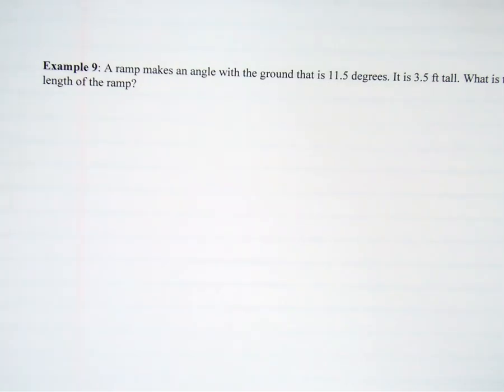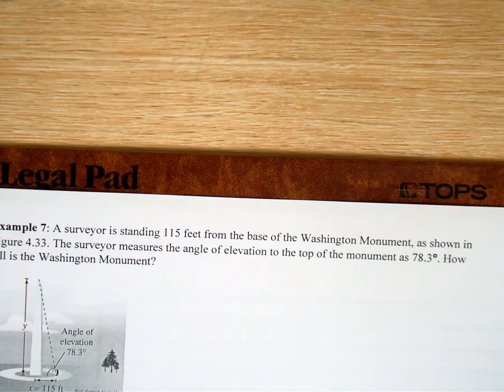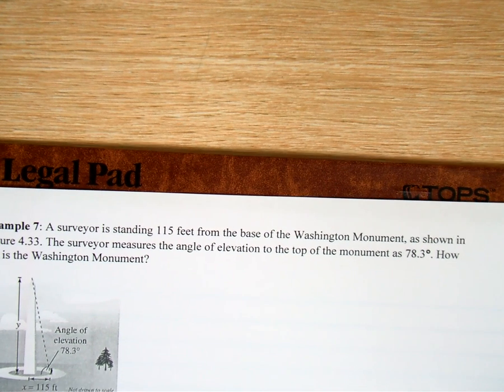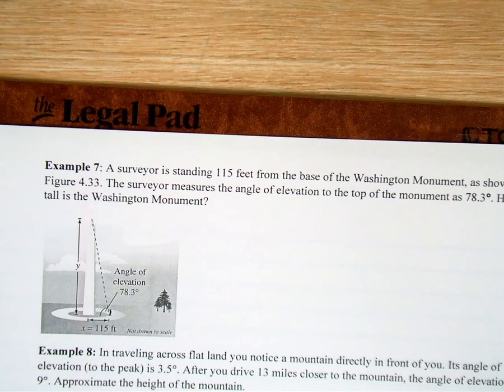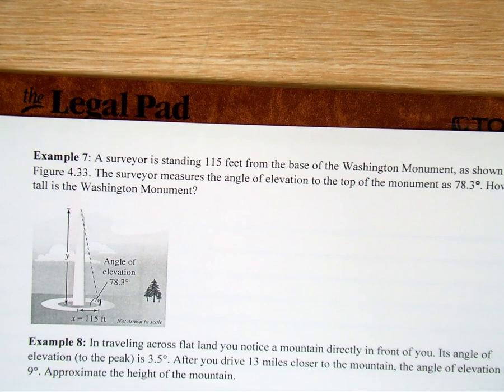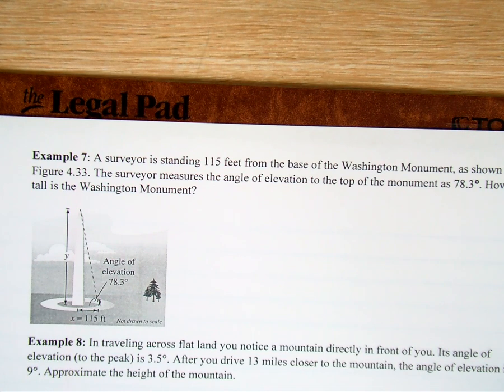Let's see what we got for examples here. Hopefully not much. The voice is on the edge here. We might just do like 1 or 2 of these. All right, we are 115 feet from the base of the Washington Monument. The surveyor measures the angle of elevation to the top of the monument to be 78.3 degrees. How tall is the monument?